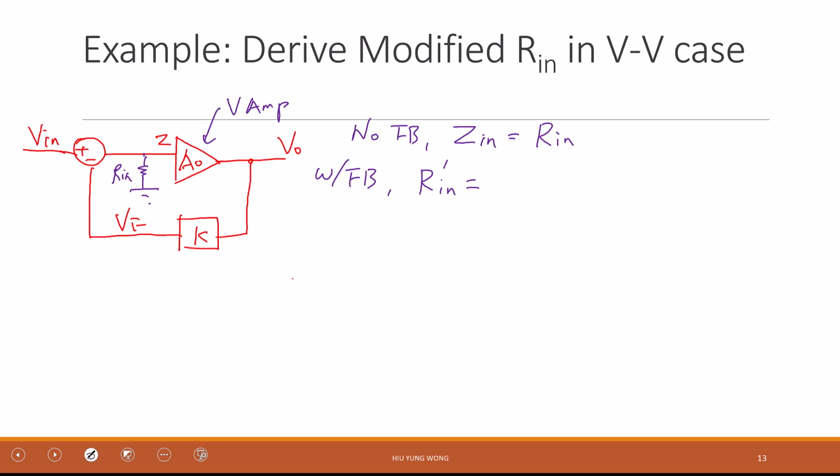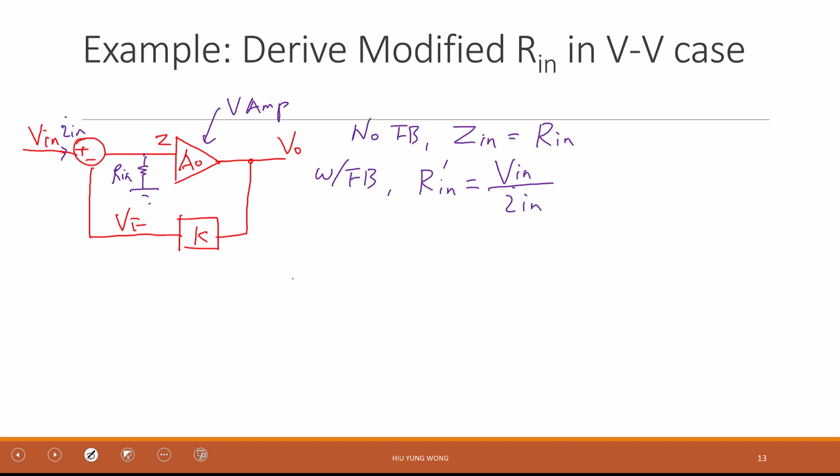Again, be brave to say it. Put in the voltage, measure the current out. Voltage and then current. Measure the current, right? This is very important.